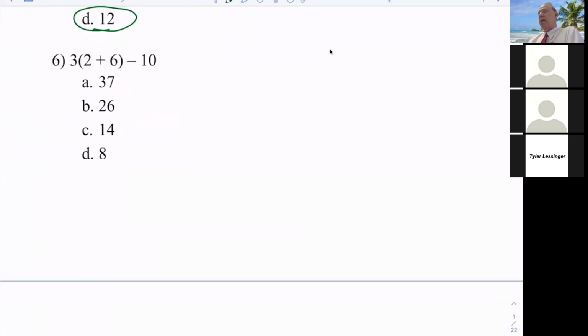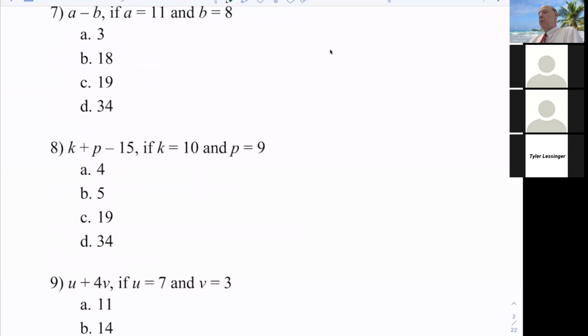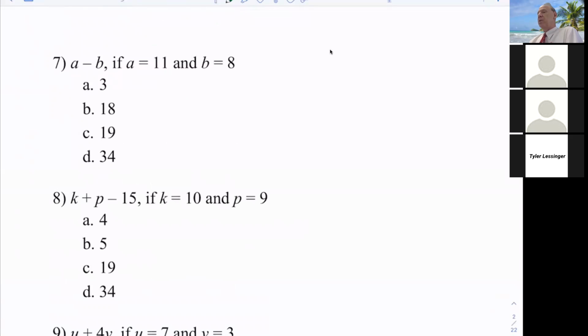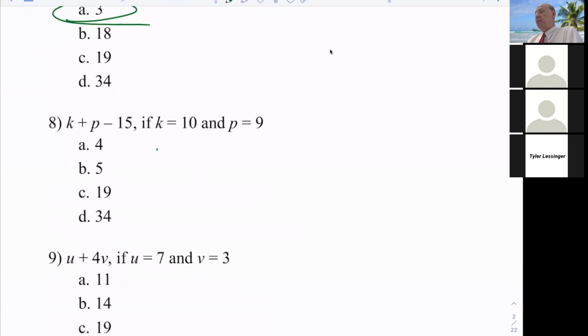Number 6, again, order of operation. We're adding 2 plus 6, which is 8, then multiplying by 3, which is, yes, 24 minus 10, 14. All right, I feel like we're doing pretty good. KK, how are you? Next, number 7. It's just plugging numbers in. 11 minus 8, 3. K plus P. So we have 10 plus 9. Then we subtract 15.